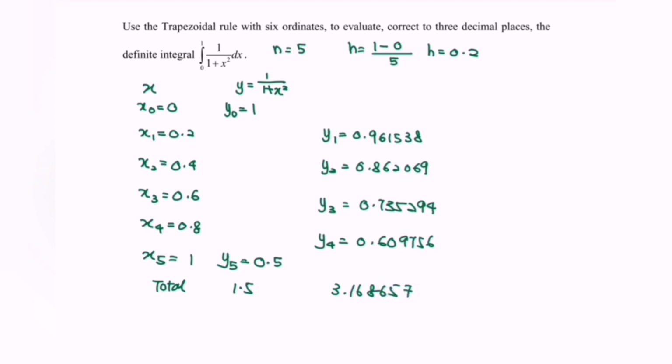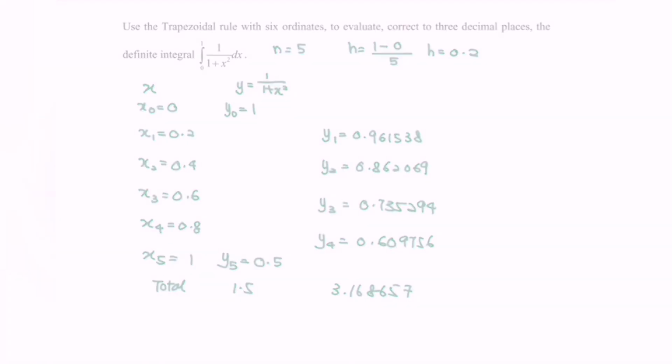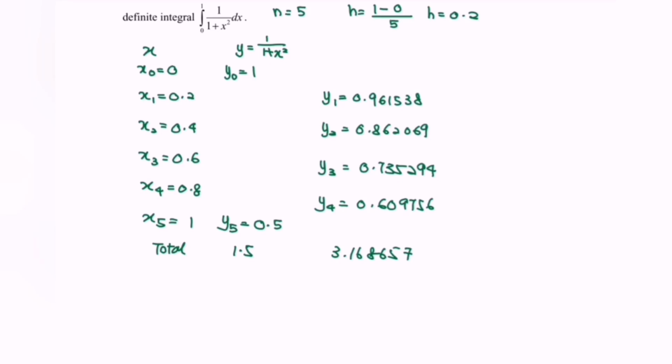so kindly substitute the situation into the formula. So here we have the formula for the trapezoidal rule. h, where we have 0.2 over 2 multiplied by 1.5 plus 2 multiplied by 3.168657. Determine the value, and we have 0.783731. Round up the situation to 3 decimal places, and we have 0.784.